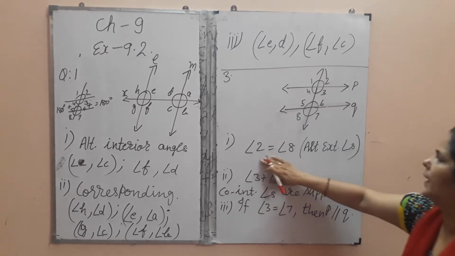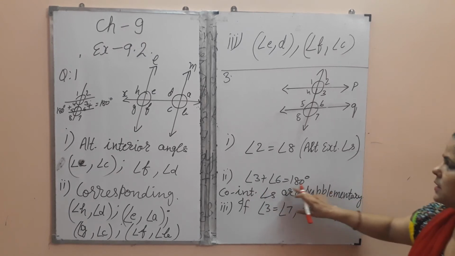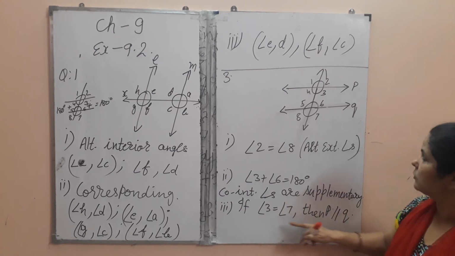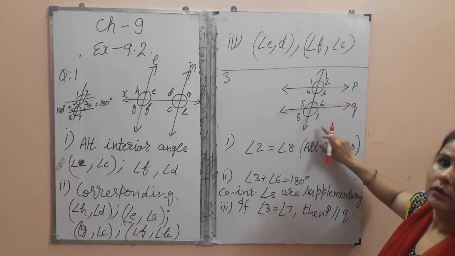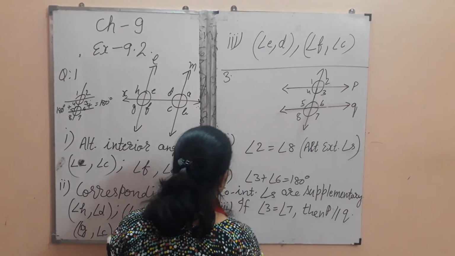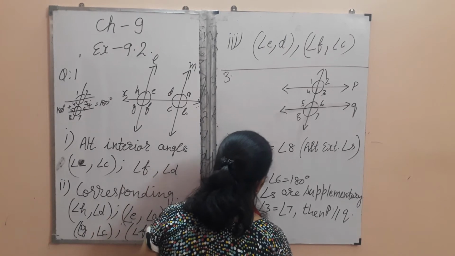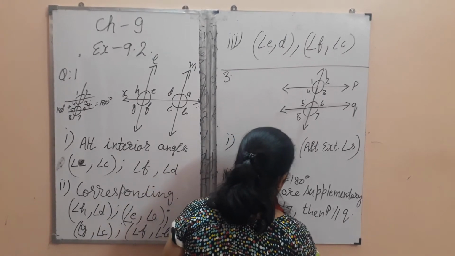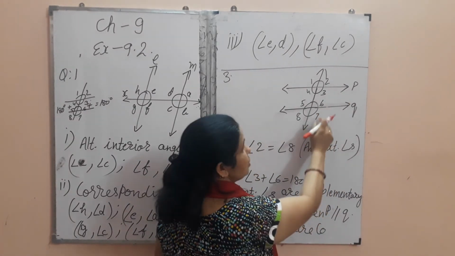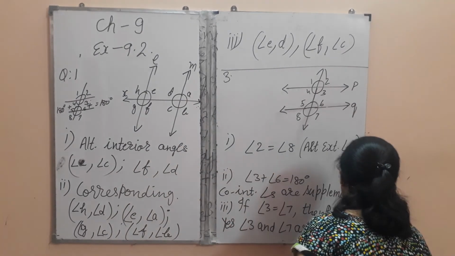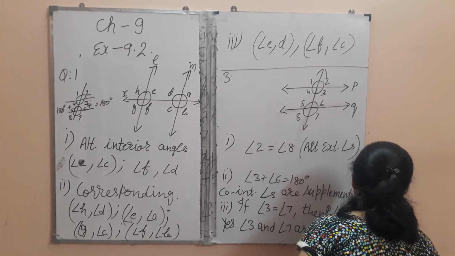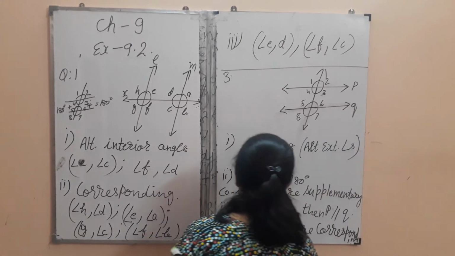The reason we have to give is why these are equal and why this is 180 degrees: co-interior angles are supplementary. Third is: if angles 3 and 7 are equal, then P is parallel to Q. Why are 3 and 7 equal? Angle 3 and angle 7 are corresponding. One is interior, one is exterior on the same side of the transversal. They are corresponding angles.